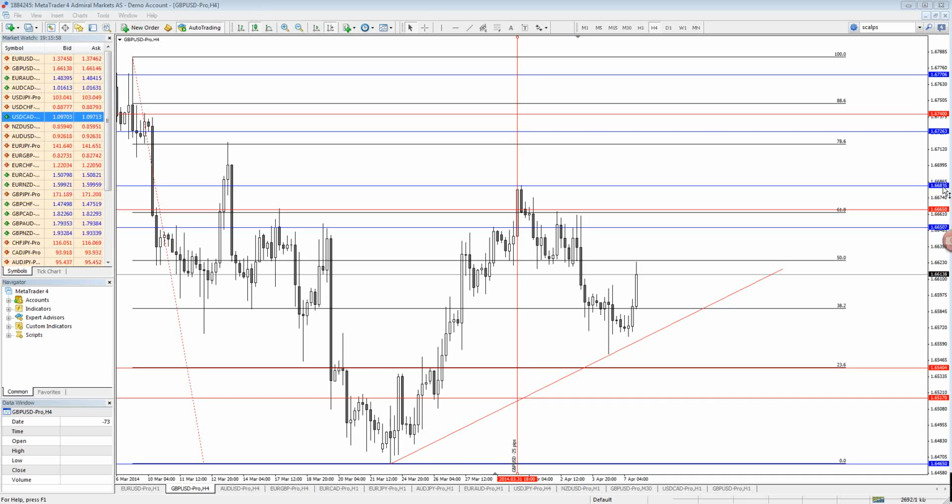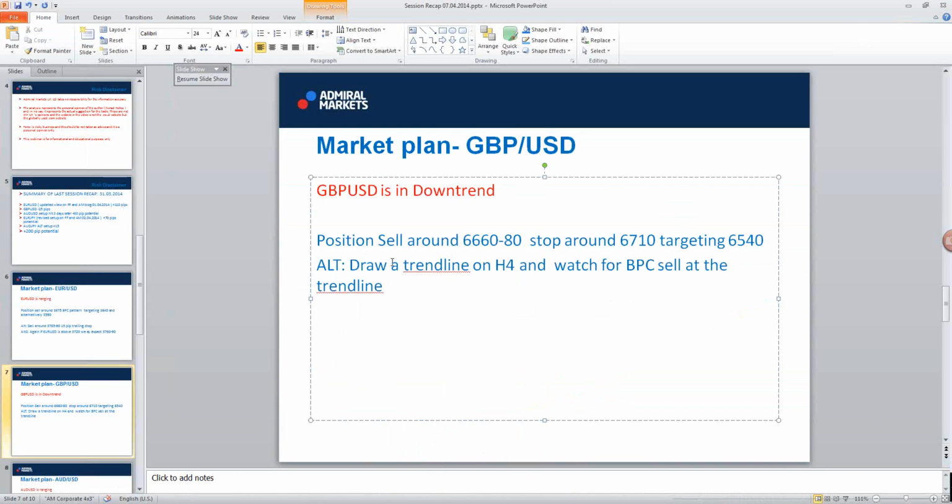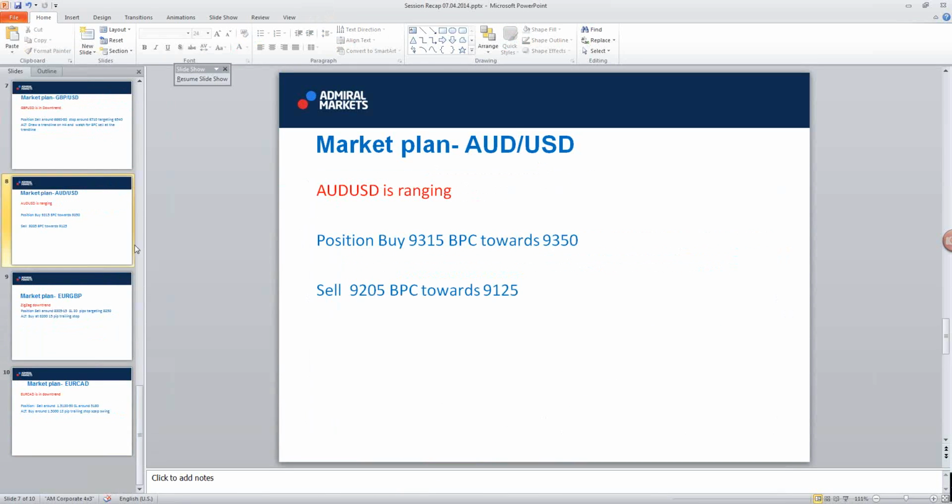Then I would try to spot another good level for a potential sell. Let's see 66.80, 66-something if the news is good, okay? But if there is no big movement after the news release, and gradually price comes to this level, I will be looking to sell there. And of course, draw a 4-hour trend line, watch for breakout, pullback, continuation, sell. So for me, it's a sell on Cable.